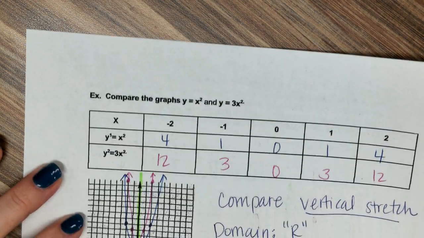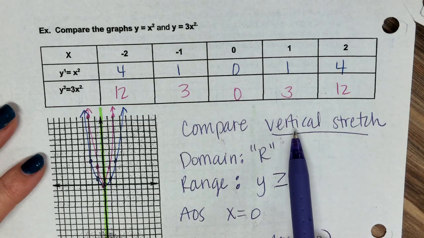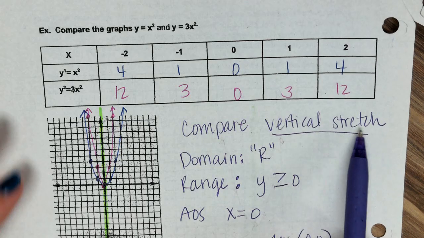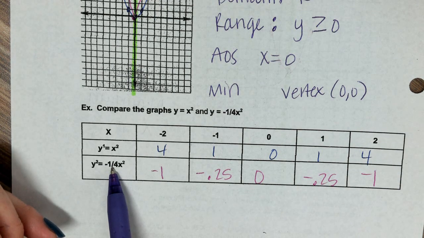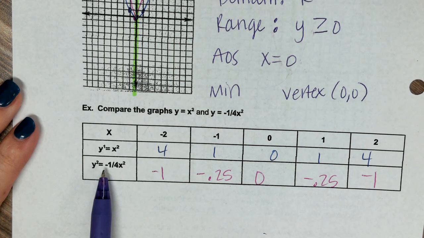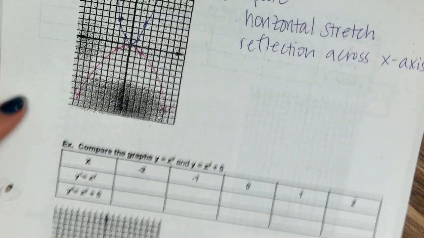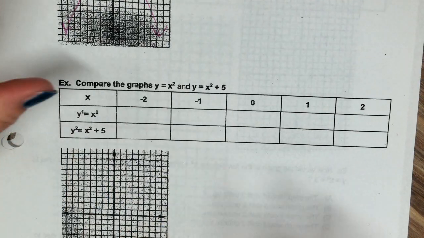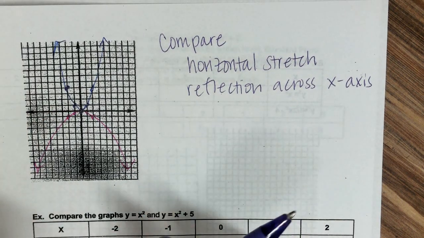But let me say that again. Everybody look at the first two examples we did. When we multiplied by a number greater than 1, it caused a vertical stretch. If we multiply by a number less than 1, between 0 and 1, it causes a horizontal stretch. And if you multiply by a negative, it causes the flip, the reflection. Everybody good with that? Okay, now let's look at our parent function. Oh, we haven't finished, sorry. We need to do our domain, our range, and all that.